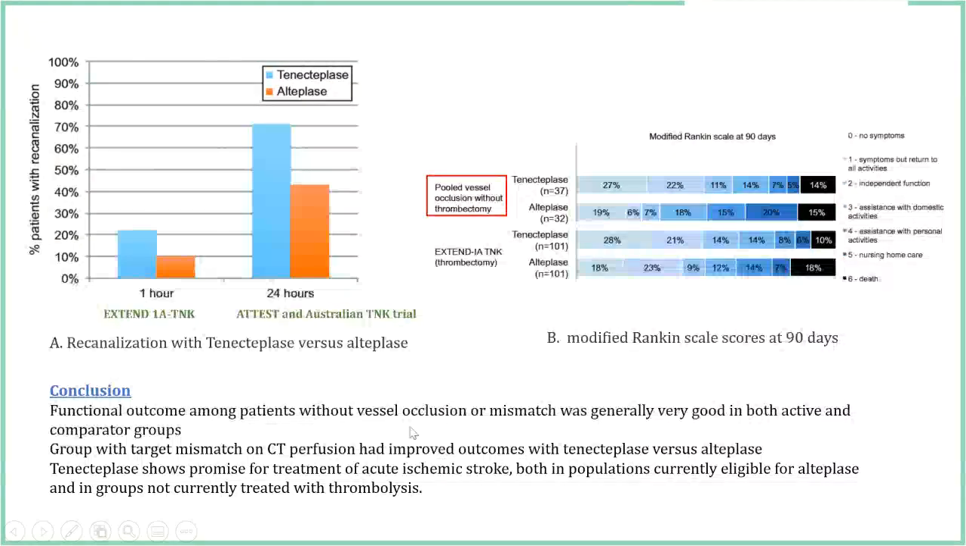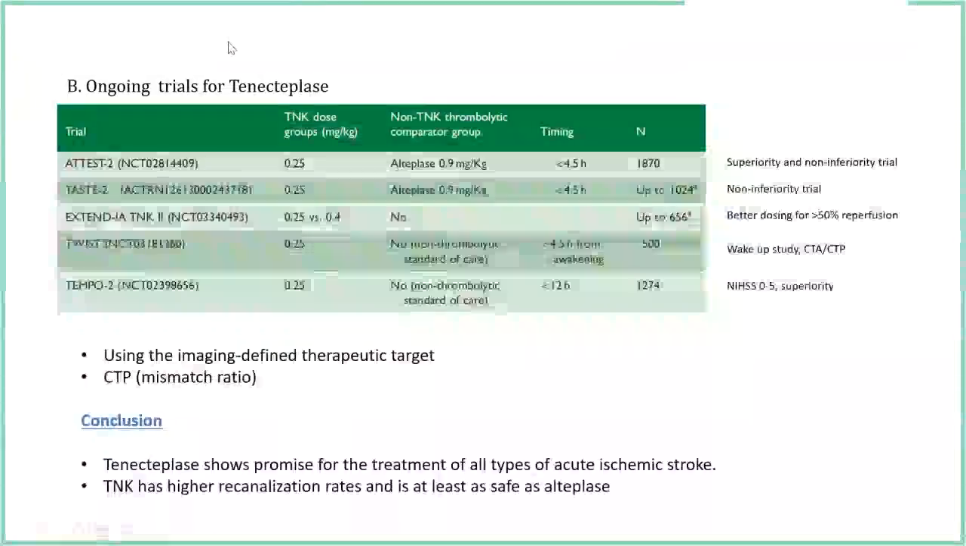But there was a lot of variability in the previous studies regarding the imaging parameters. So now the ongoing trials, ATTEST-2, TEST-2, Extend 1 Tenecteplase 2, TWIST and Tempo 2, are being designed using imaging-defined therapeutic targets. They have used large samples in their studies, and they have used the CTP mismatch ratio parameters to guide their treatment.